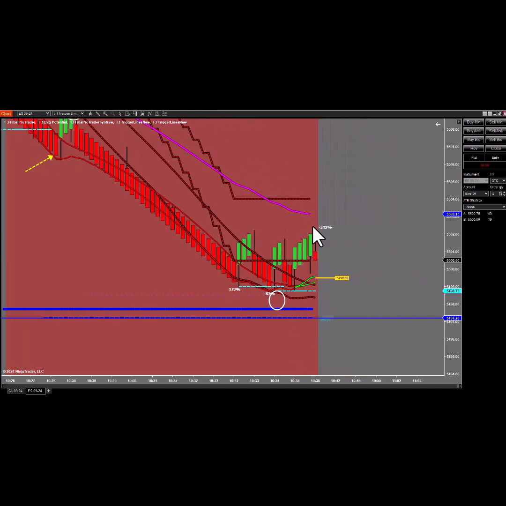Usually what they will do is they'll come up to the edge of the synthetic triggers and then they'll finish the move off. And then that'll be it.